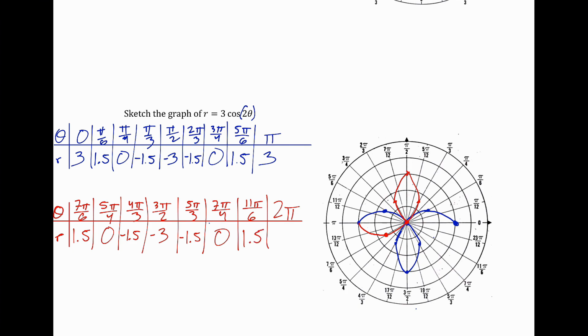At 11 pi over 6, you plug that in, we end up with a value of 1.5. So we're going to face in the direction of 11 pi over 6 and go 1.5 out. Connect those dots. And then plugging in 2 pi, we'd end up with a value of 3. So after we complete a full circle, we're back to where we started. It creates this flower design. It's one of the prettier graphs you can get here.